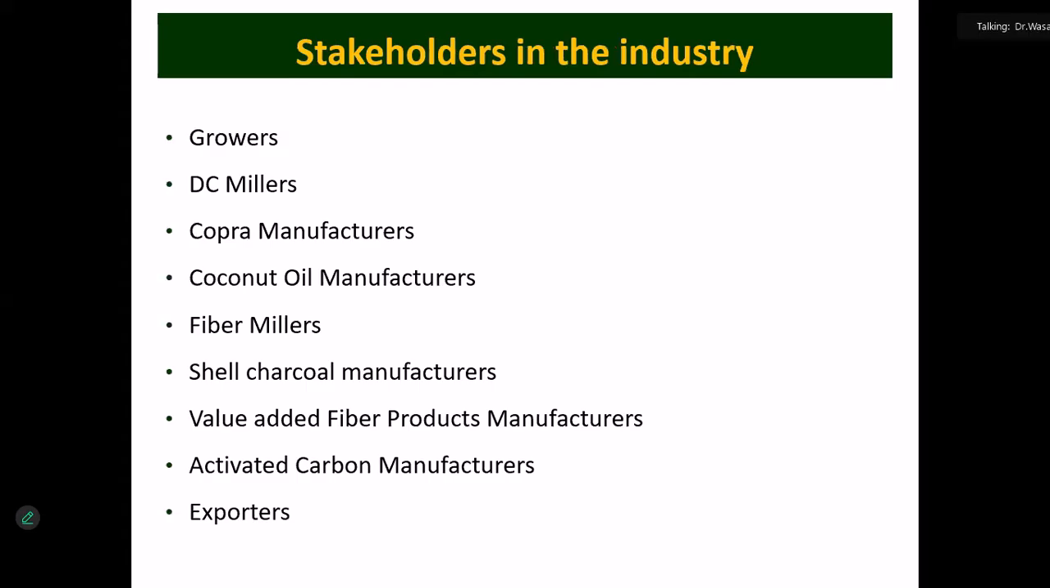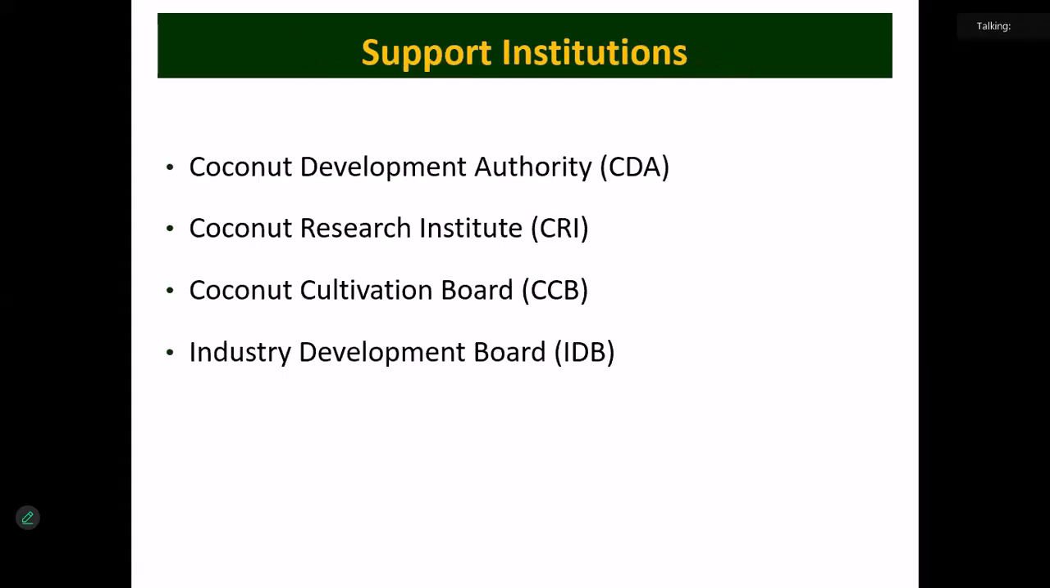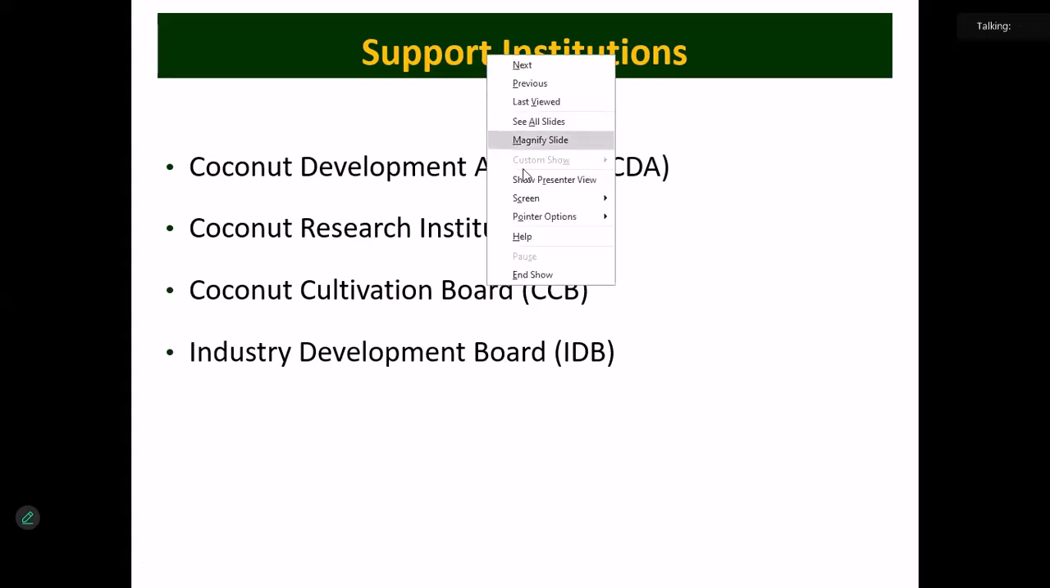Then stakeholders in the industry. Do you know what stakeholders are? The groups involved in coconut production. In this subject, who are the people in the coconut industry? Growers, plantation owners, DC millers, different product handlers: DC millers, copra, coconut oil, fiber, all these, and finally exporters and brokers. Then support institutes. If I just ask in the exam, who are the supportive institutes?